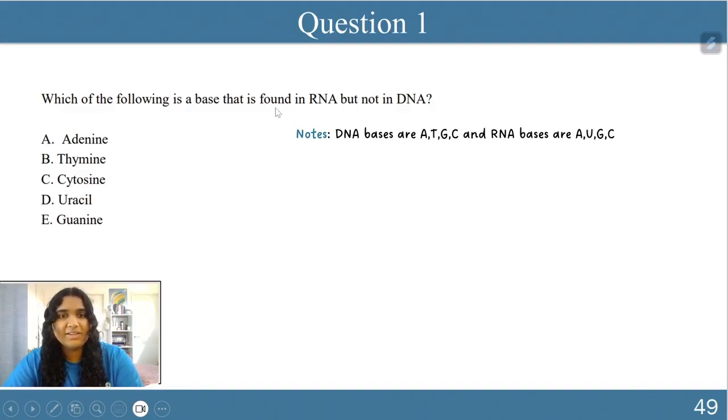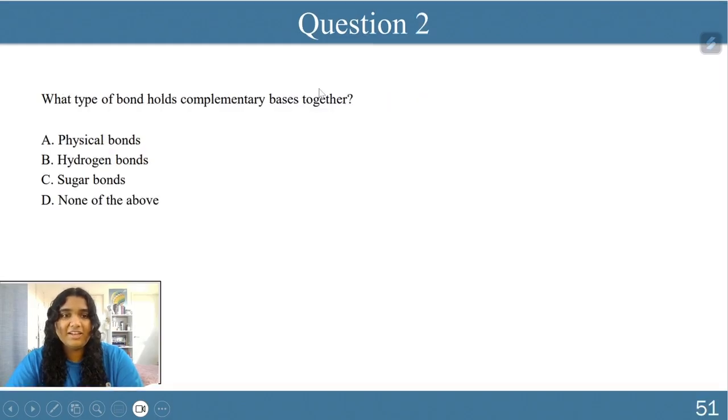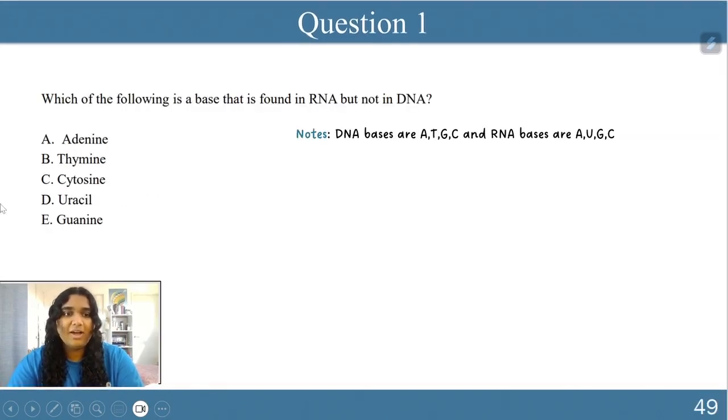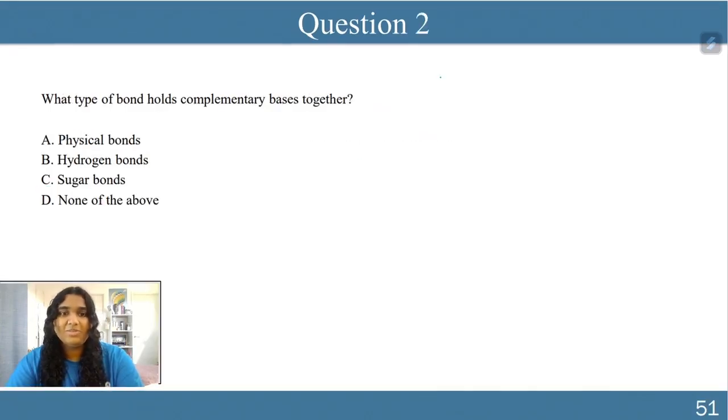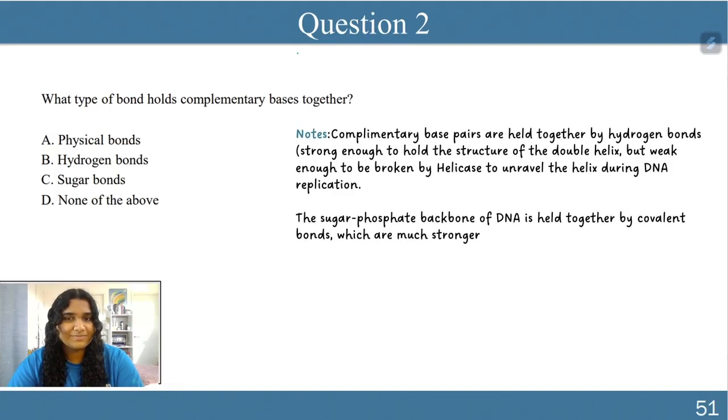So, which of the following is found in RNA but not in DNA? Oh, oopsie. Our answer is uracil. Right here. Question number 2. Which type of bonds hold the complementary base pairs together? All right. Pause. I might have teased the answer to this question in the previous explanation, but pause the question, get the answer done, and have a go.